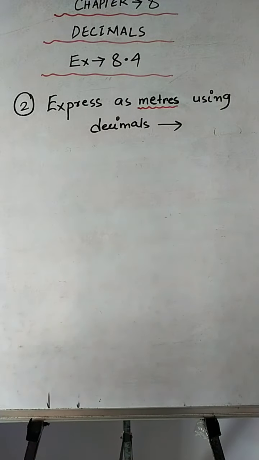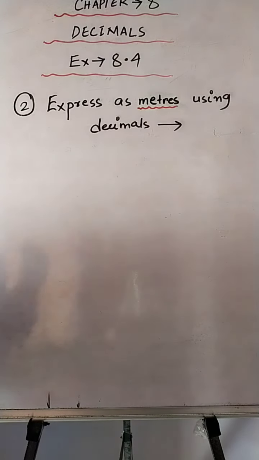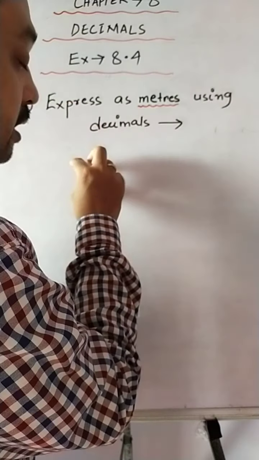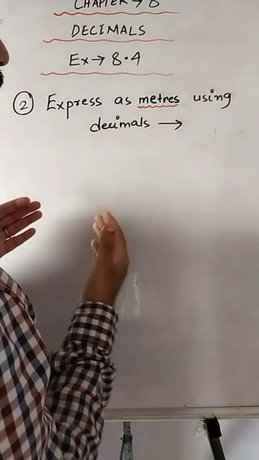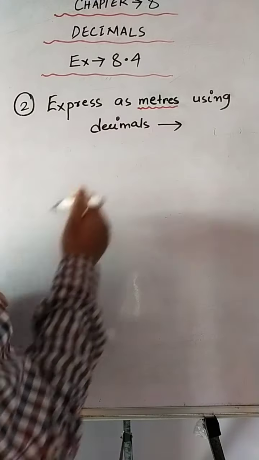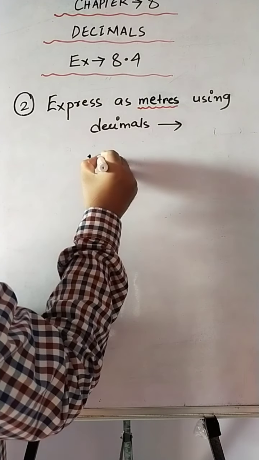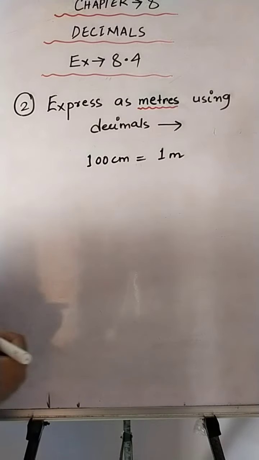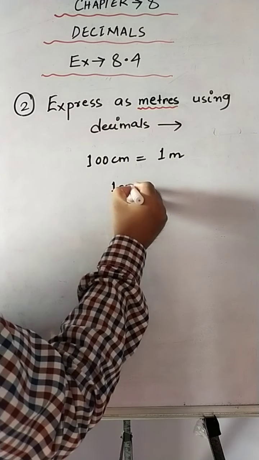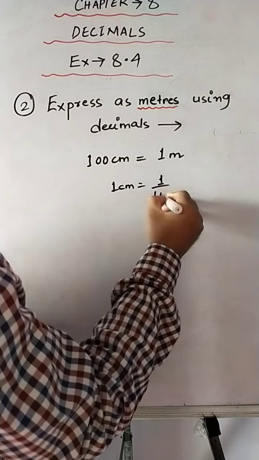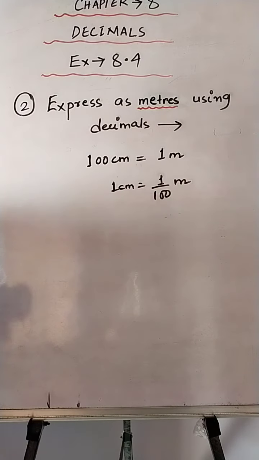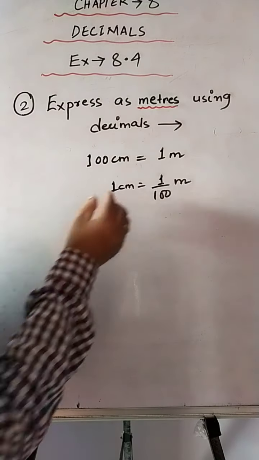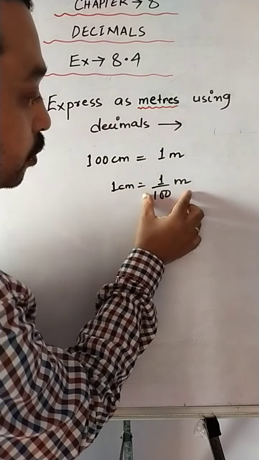Before that, we have to know that all the questions in question number 2 are given in the centimeter form. So we have to know what the relation between centimeter and meter is first. Then only we can do all the sums properly. Now we know that 100 centimeter is equal to 1 meter. Then 1 centimeter would be 1 by 100 meter. So this is the relation: 1 centimeter equals 1 by 100 meter.